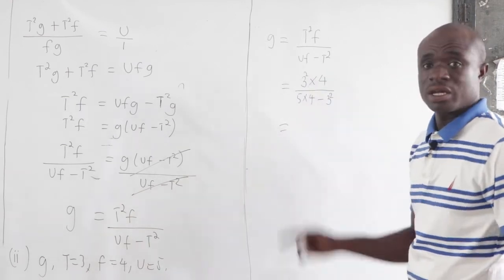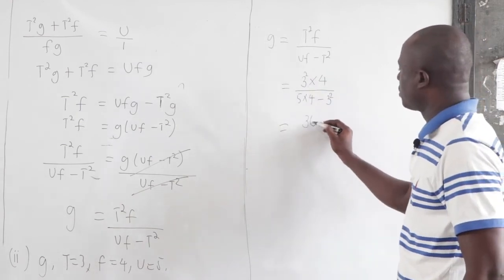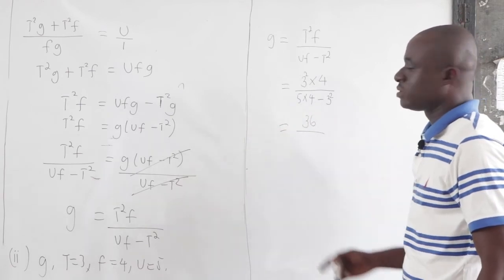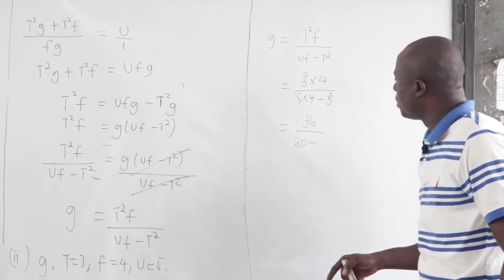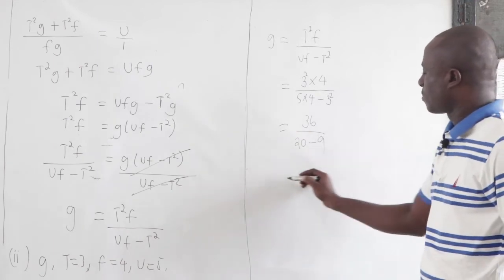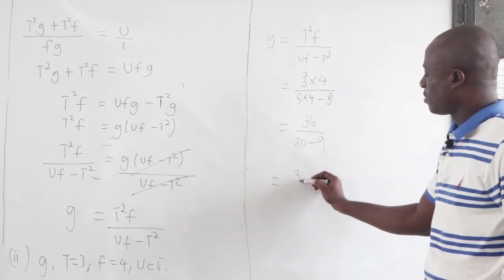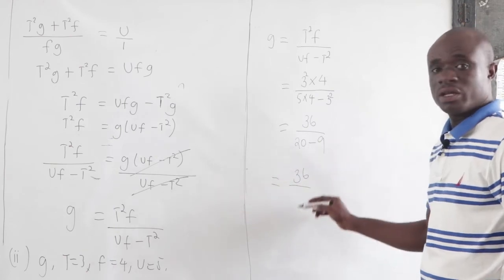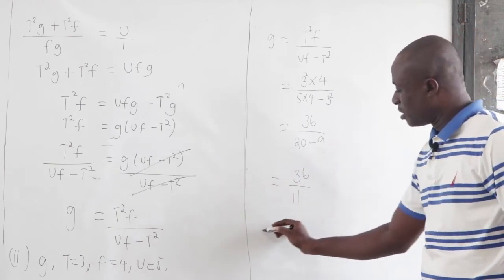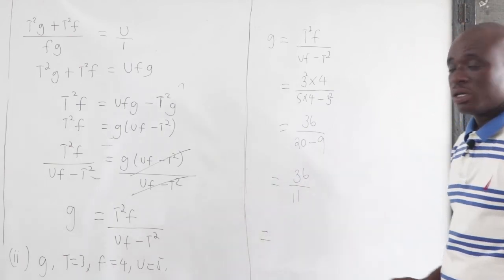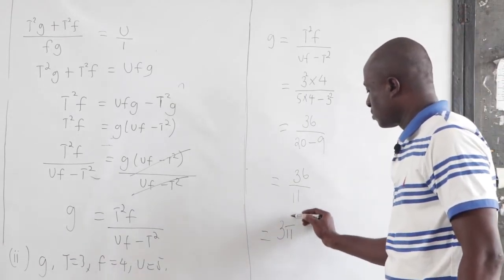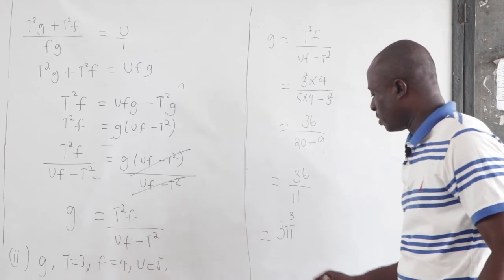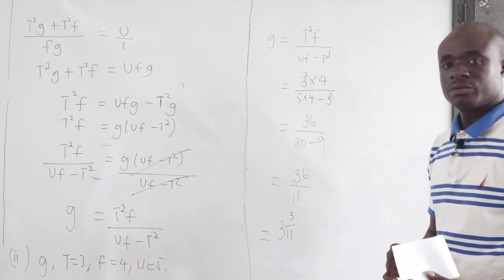Now 3 squared is 9, 9 times 4 we have 36, 5 times 4 we have 20, and then 3 squared is 9. Now we have 36, what is 20 minus 9? This is giving us 11. Now how many times will 11 go into 36? That is 3 times. So you have 3 over 3 all over 11.